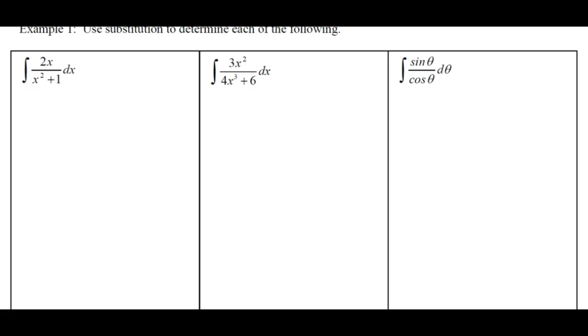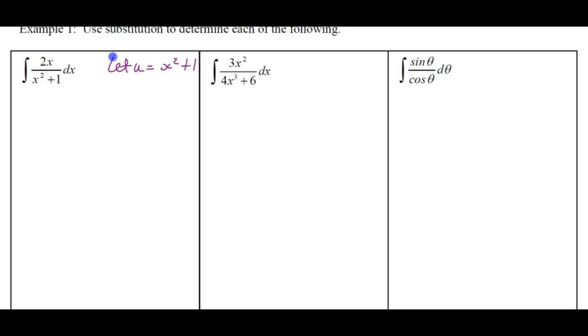All right, so here's how. You can probably do this one, right? But here's a systematic method to do it if you can't. So we're going to say, I've got a problem with this x squared plus 1 on the bottom. I'm not really sure what to do with this. And what we say is this: let u equal x squared plus 1.